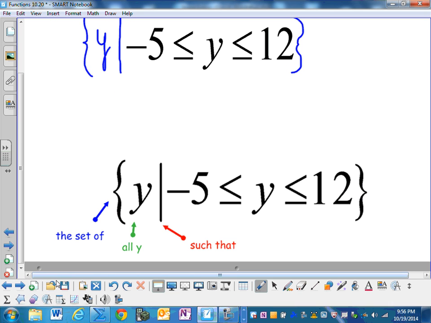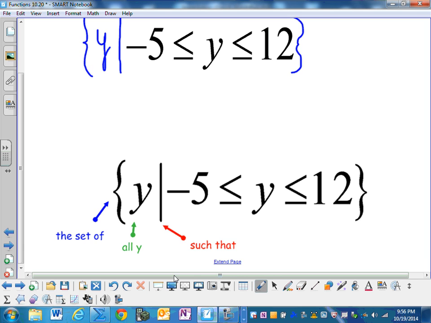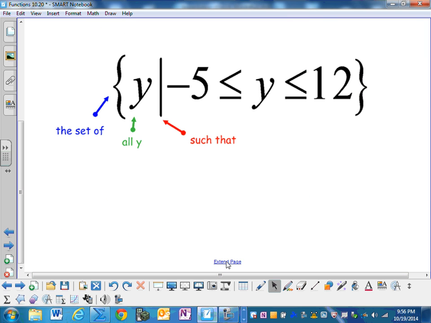So this is what it would look like, and how we would read it. It is the set of all y such that -5 is less than or equal to y, which is less than or equal to 12.